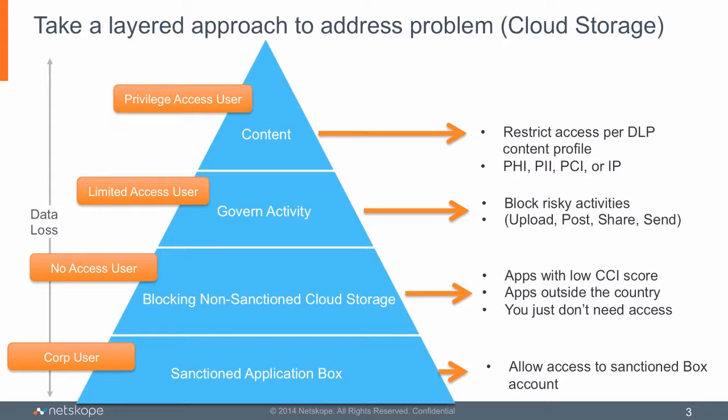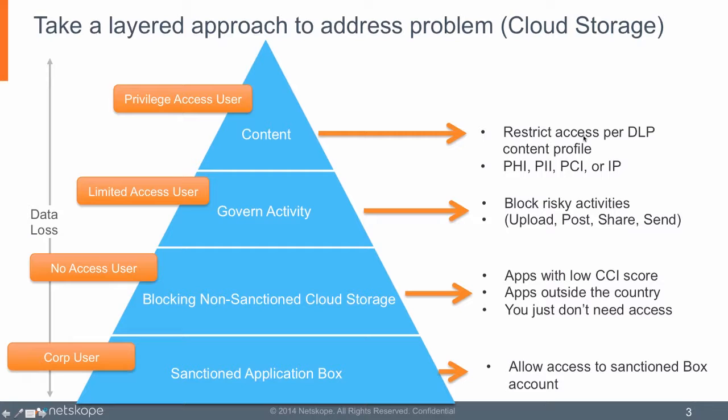From there, you will have the privileged access user. This is going to be the user that's allowed to go to the non-sanctioned cloud storage applications and then perform all of the activities inside of that application. It can range anywhere from 6 to 14 different activities that you can perform in a given application, the riskier of those being upload, post, share, send, and there are some others. But if you do have a privileged access user that is allowed to go to, say, the non-sanctioned cloud storage and perform all of these riskier activities, now would be a good time to use Netskope's advanced DLP to secure the content.